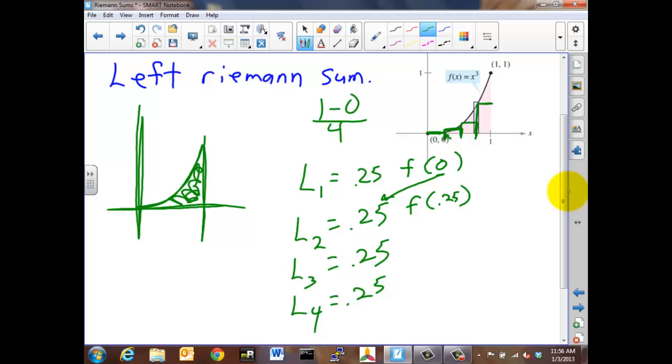So this becomes 0.25. The next one becomes the number you had in the previous function plus the width down there, 0.5. And again, it's the number you had in the previous one plus that one, 0.75. Function value at 0 is 0, so we get a 0. Oh, 0.25, 1/4 cubed is 1/64.